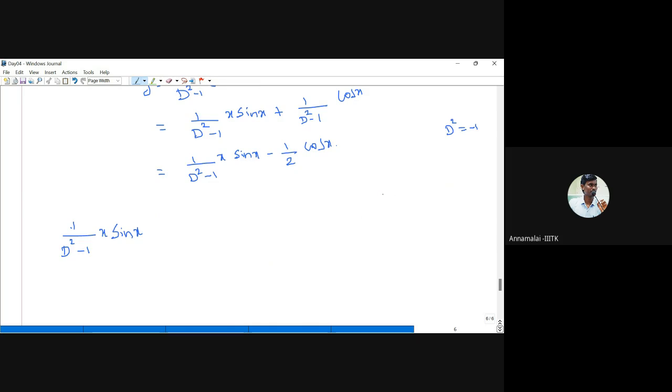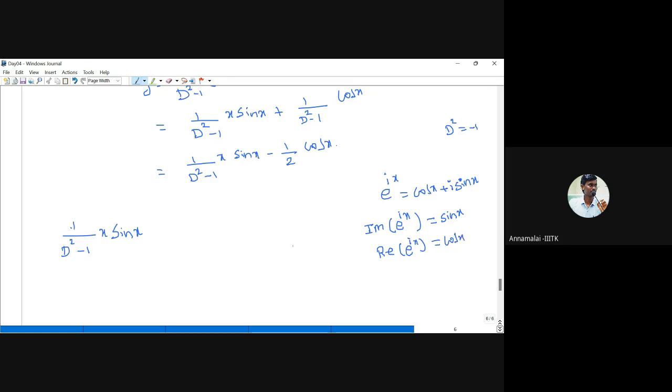But we know that the exponential e power ix is, by Euler's theorem, cos x plus i sin x. If the function contains e power ix, then you can easily solve that value, right? But we need sin x. Therefore, you have to take the imaginary part. The imaginary part of e power ix is nothing but sin x. The real part of e power ix is cos x.